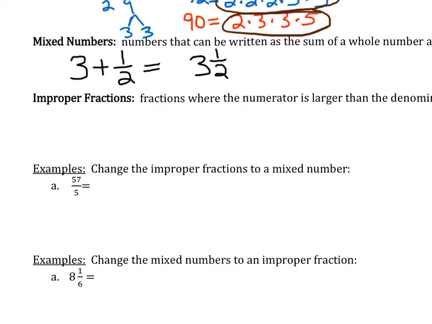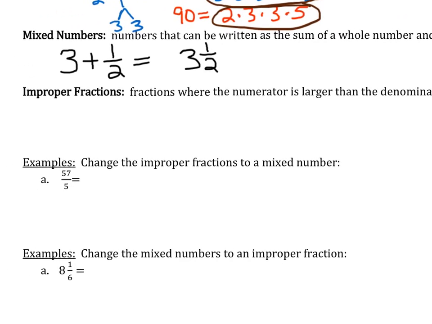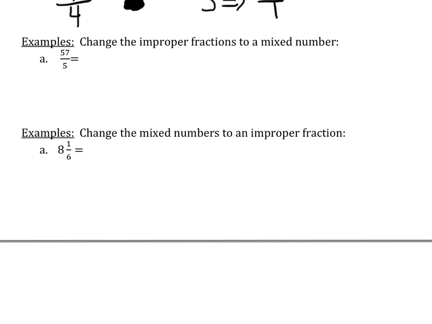And this occurs when we have numbers that are larger than 1 and we want to write them as a fraction still. Improper fractions are fractions where the numerator is larger than the denominator. An example of that, 7 over 4. We can also write whole numbers as improper fractions. For instance, 3 is the same thing as 3 over 1, right? Anything divided by 1 is itself. And so what we want to be able to do is change mixed numbers to improper fractions and improper fractions to mixed numbers. Let's look at some examples of that.